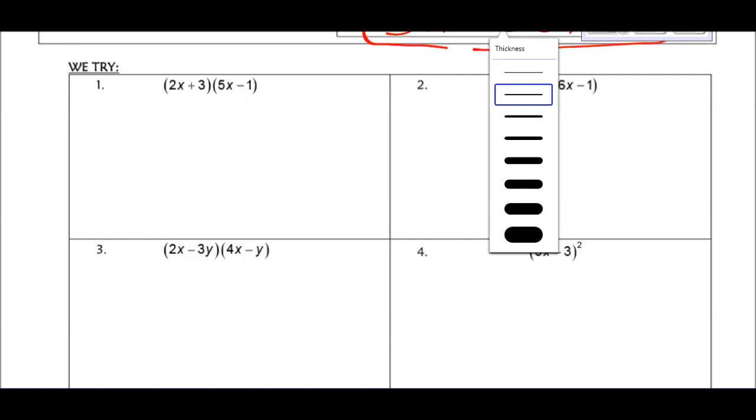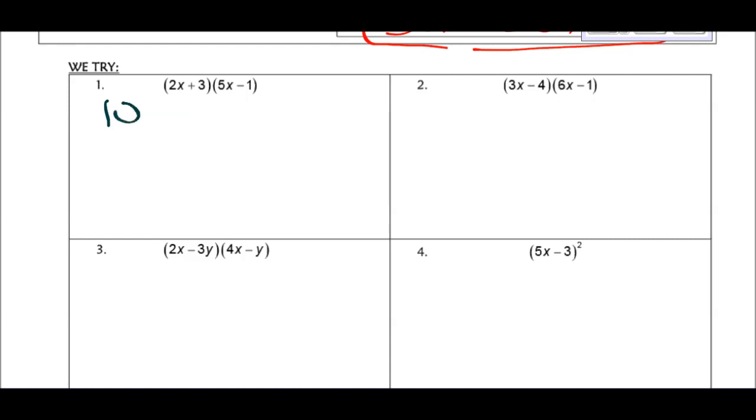So you multiply this and this. So I mean the first terms, and it will be 10x squared. Show how you got that. Where did the 10x squared come from? Multiplying. Yep.